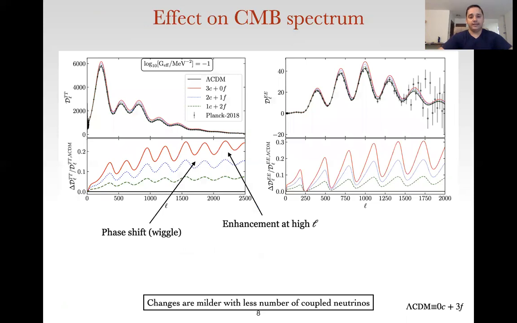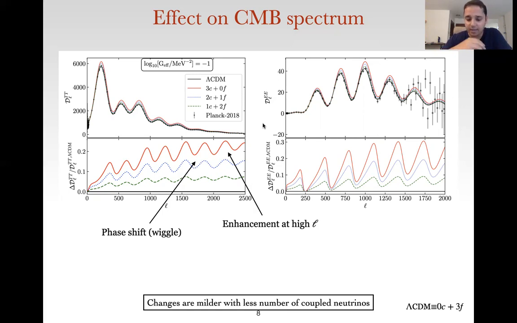Now, before going into the results, let's look at the effect of these interactions on the CMB spectrum. What I'm showing here is the effect of some particular values of G effective for these three scenarios and the lambda CDM model. In the bottom panel, we show the relative changes with respect to the lambda CDM cosmology. The left one is for the TT and the right one is for the EE mode. As you can see, there are two specific features: one is the enhancement of the spectrum at high L, and the other is these wiggles.